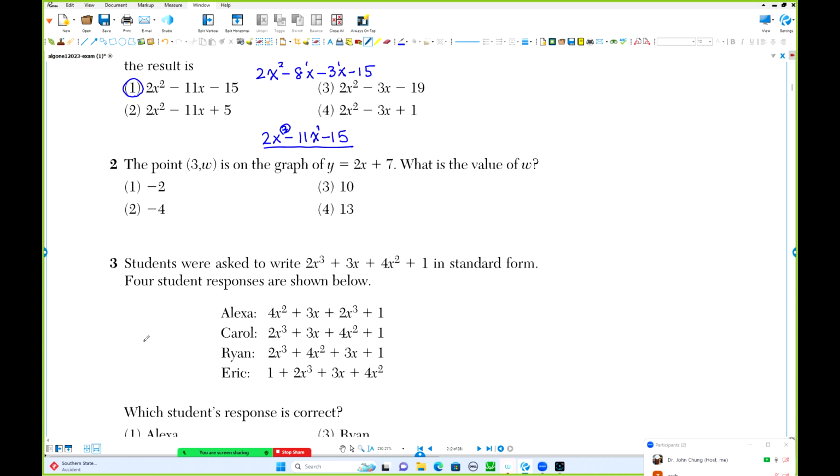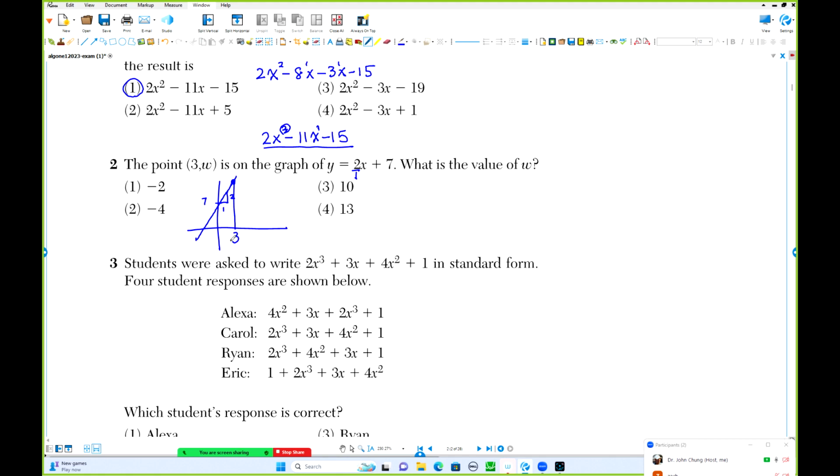Number 2, 3 and W on the graph over here. This is a graph. Y-intercept is 7 and slope is 2. The slope is 2 over 1, which means 1 right, 2 up. That's the graph. So 3, W is on this line over here.